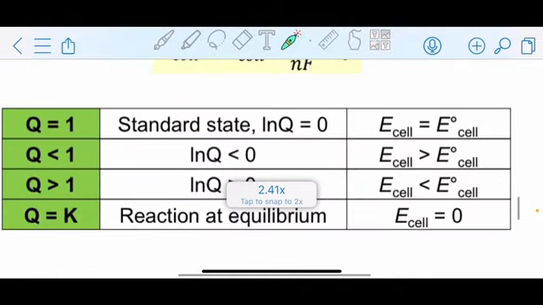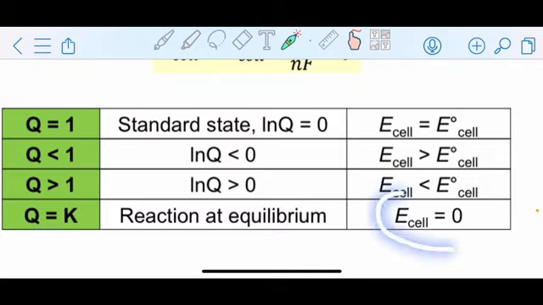A good way to remember this relationship is that ln of something makes it go the inverse. So if the ln of Q value is large, then the E cell value is small, and vice versa. It is important to remember that when the reaction is at equilibrium, E cell is equal to 0.